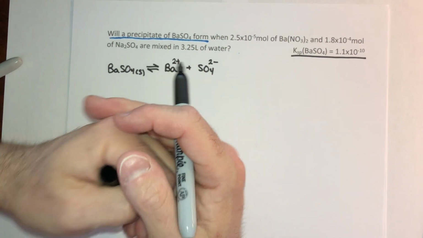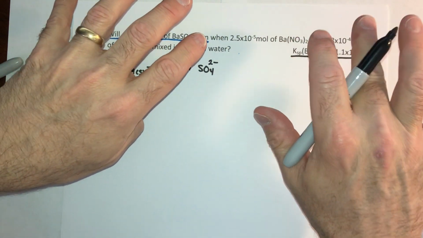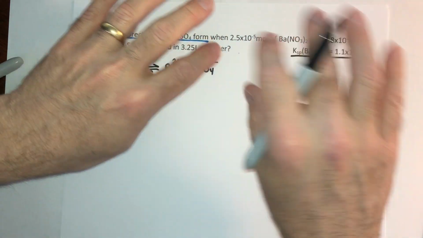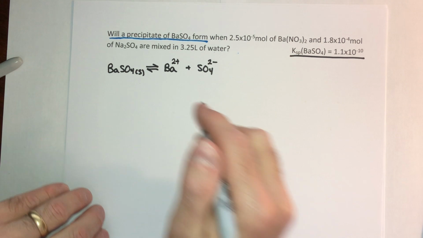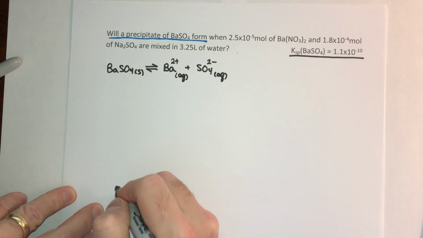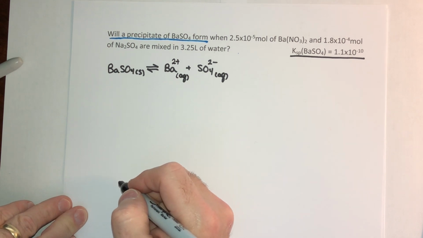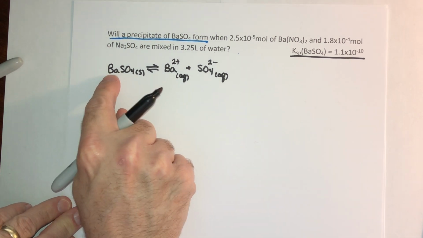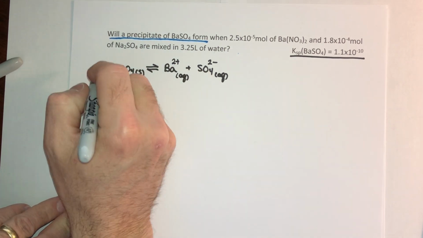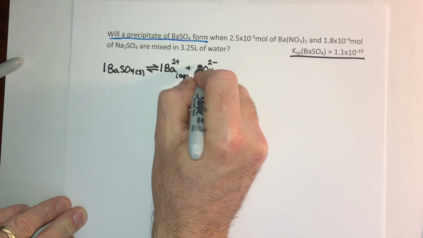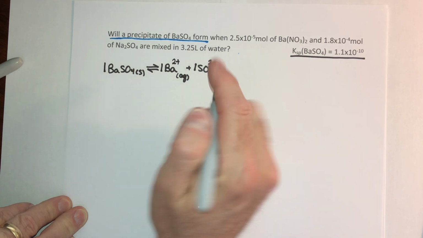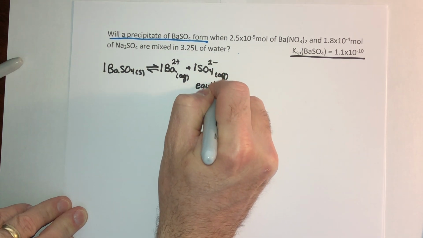And once they break up into ions, they are now aqueous. That's how they become aqueous. They go from the solid to split up into ions, and the ions are surrounded by water. So this will be aqueous. This will also be aqueous. And finally, you have to make sure it's balanced. In this particular problem, 1 barium gives me 1 barium. 1 sulfate gives me 1 sulfate. So this thing is balanced. For every one of these, you get 1 barium and 1 sulfate. This is my equilibrium.